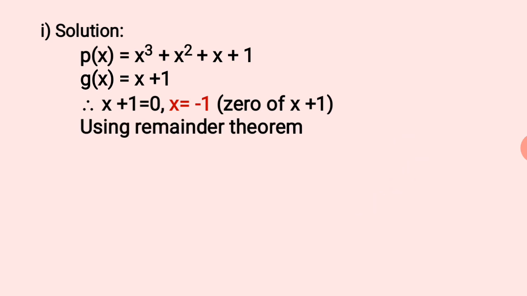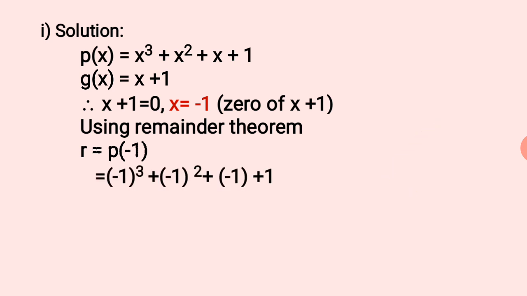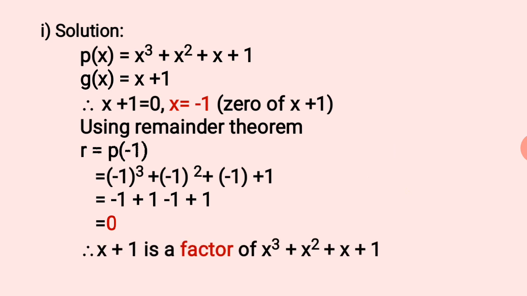And now, as we have already done, we are going to use remainder theorem and we are going to find out the remainder by substituting x as minus 1. That means we are going to find out p of minus 1. So, go on substituting, solve, and in this case you get the remainder to be equal to 0. Children, when the remainder is 0, we will say that g of x is a factor of p of x.